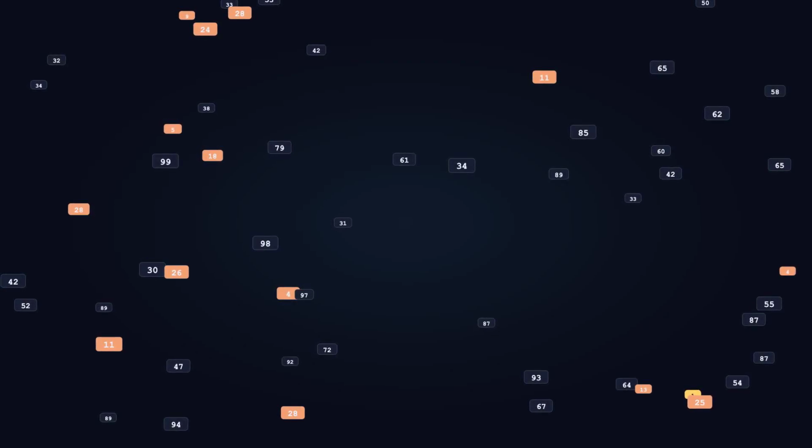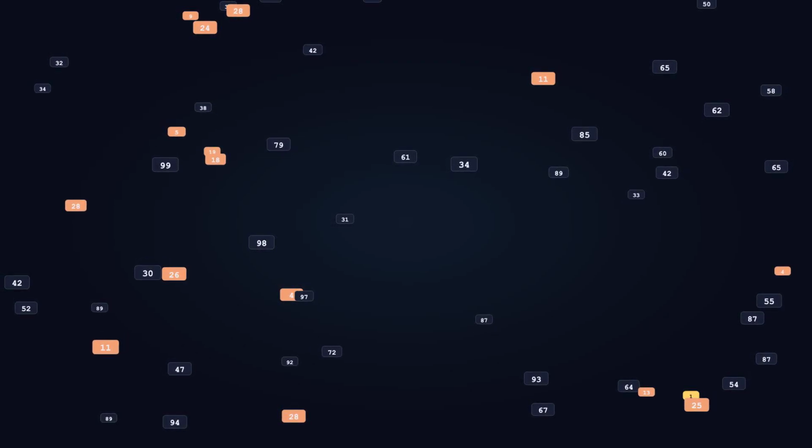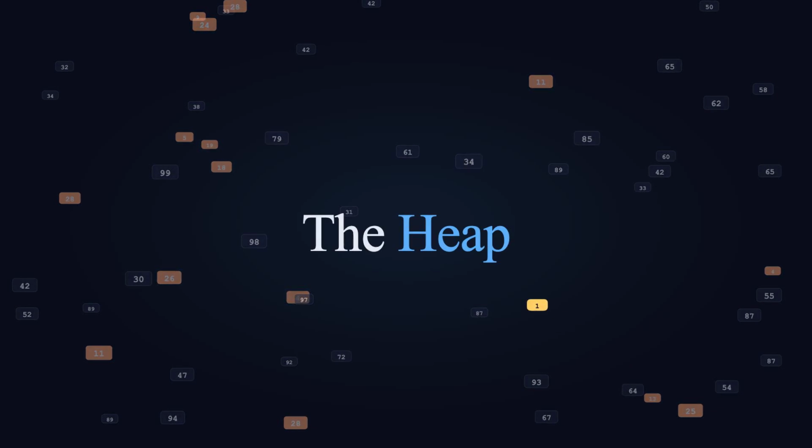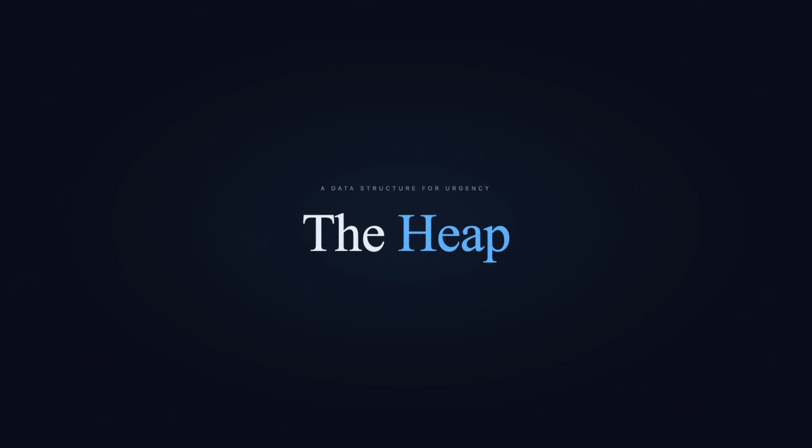You have a million tasks. Every second, a new one arrives, and you must instantly grab the most urgent. Sorting takes too long, scanning is too slow. But there is a structure that does this in microseconds: the heap.